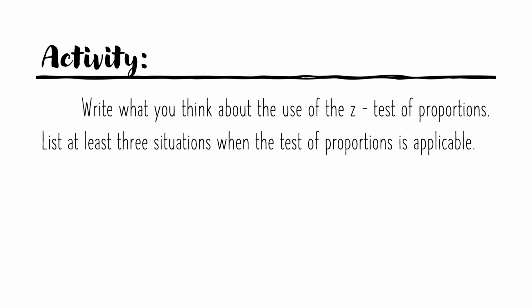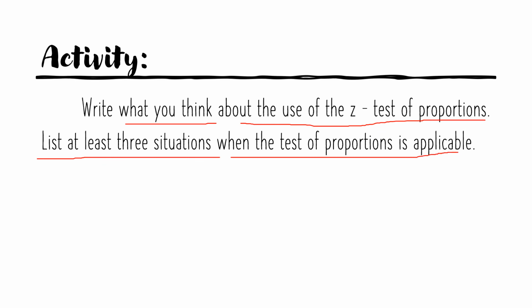So for the activity, write what you think about the use of the Z-test of proportions. List at least 3 situations when the test of proportion is applicable. You just simply list down 3 situations or scenarios where we can apply the Z-test of proportion. So when and why we need to apply your Z-test of proportions, and when it is applicable.